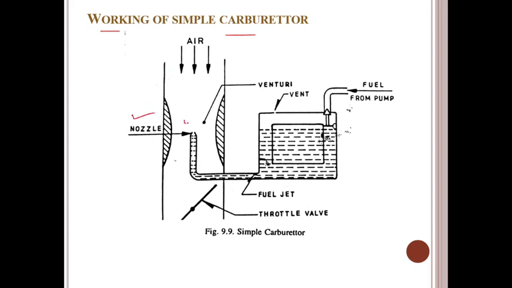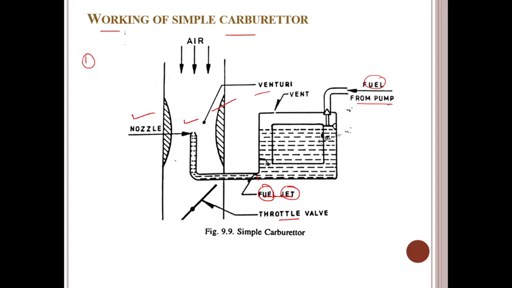This is the nozzle. There is this venturi meter. There is fuel from the pump. There is the fuel jet, and this throttle valve to adjust or regulate the flow of the air-fuel mixture. So if you observe here, a simple carburetor consists of different parts such as float chamber and main fuel jet. This is called the main fuel jet.